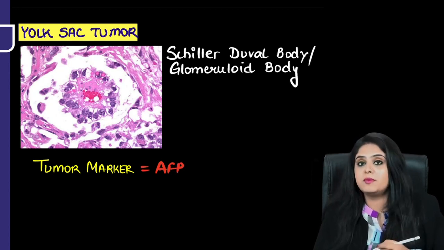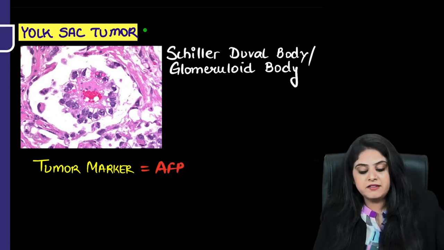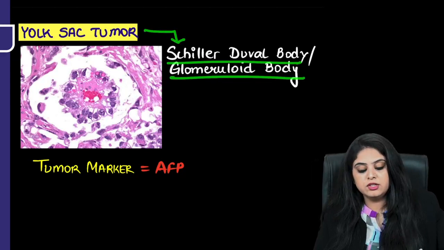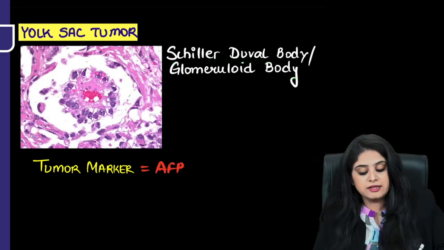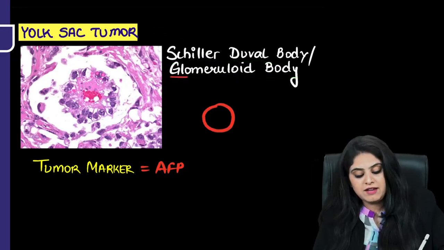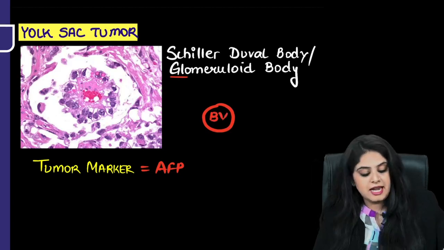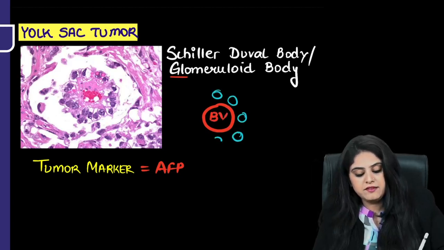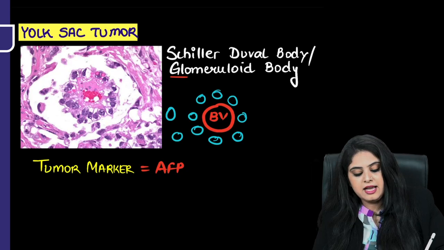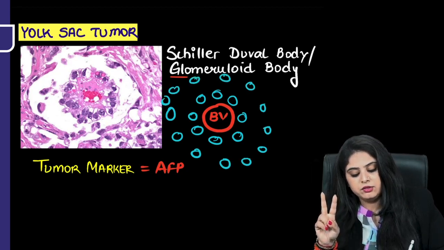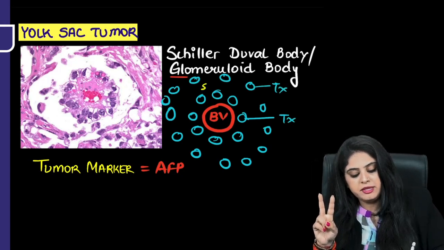So in yolk sac tumor, what is the body that you see? The very famous Schiller-Duval body or the glomeruloid body. How does it look? Think of a glomerulus. You will have a blood vessel in the center. And how many rows of tumor cells will you have? You will have one row like this and one row like this. So simple. You will have two rows of tumor cells, and in between them you will have a space.